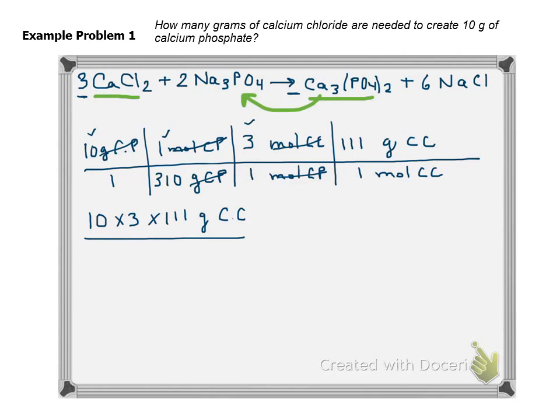And in the denominator, we have 1 times 310 times 1 times 1. I forgot to cancel out these moles. So once we simplify it, we end up with approximately 10.7 grams of calcium chloride. So in order to produce the given amount of product, we must start with 10.7 grams of calcium chloride.